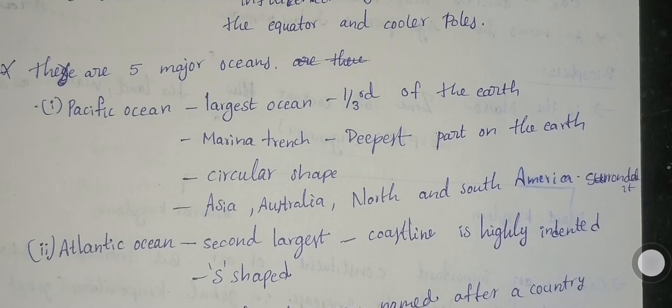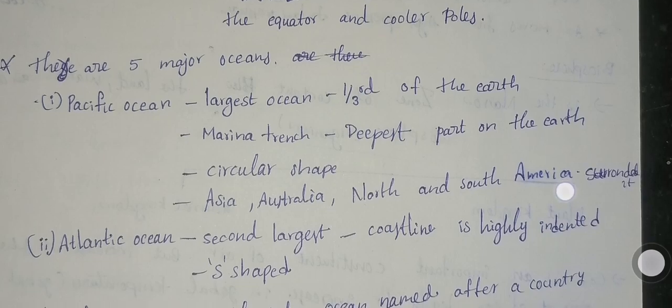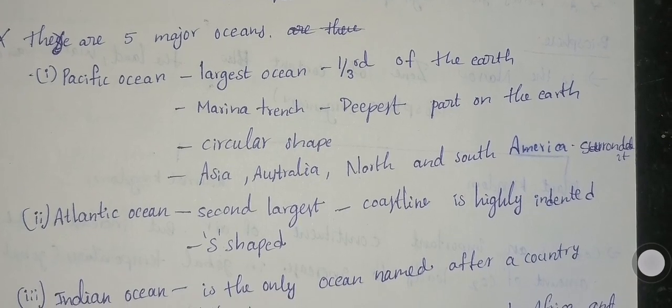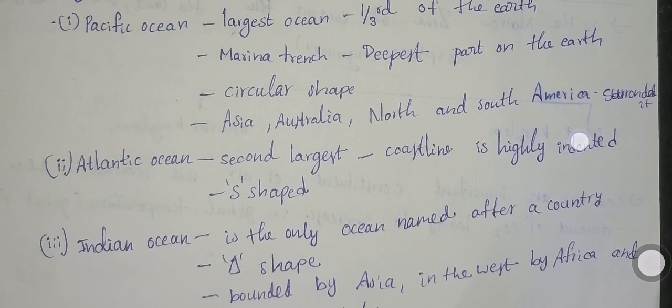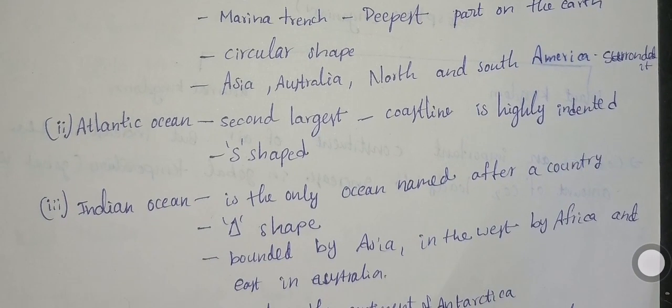Pacific Ocean is in the circular shape. It touches Asia, Australia, North America, South America. Next, Atlantic Ocean. Atlantic Ocean is the second largest ocean. Its coastline is indented.